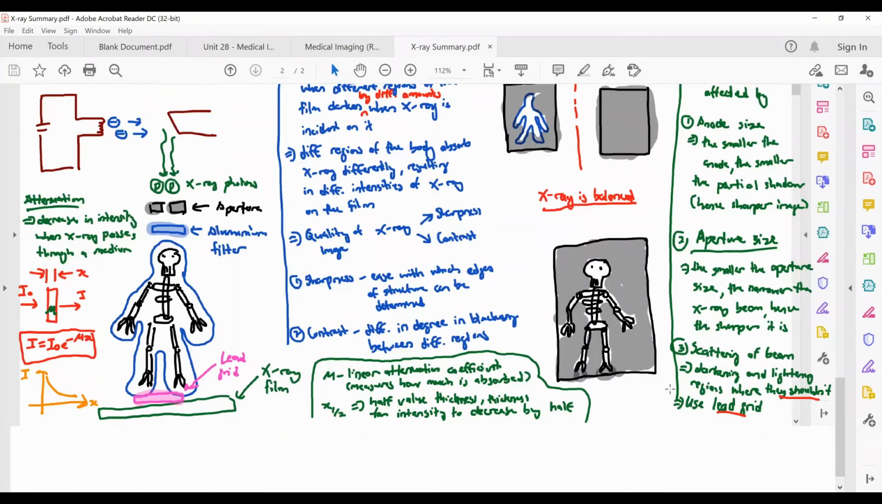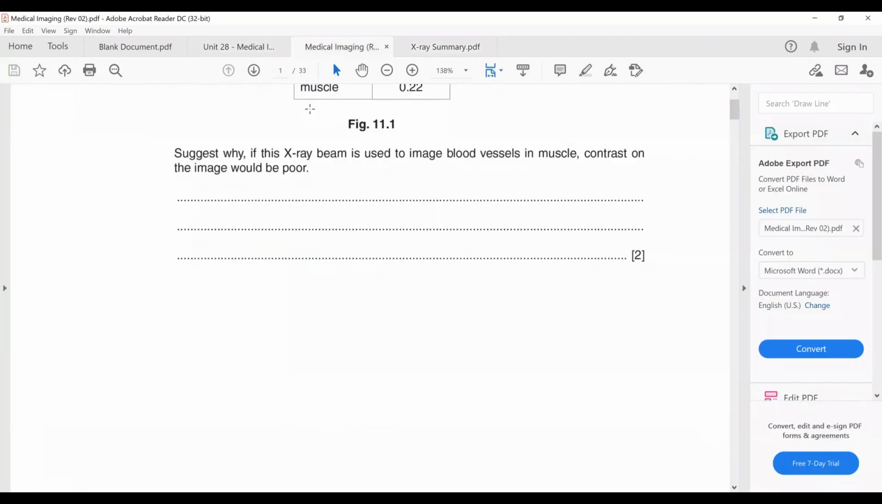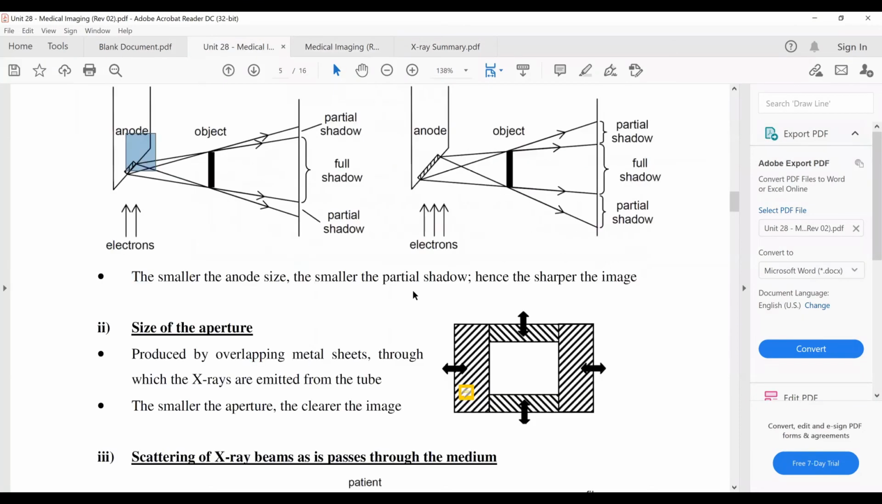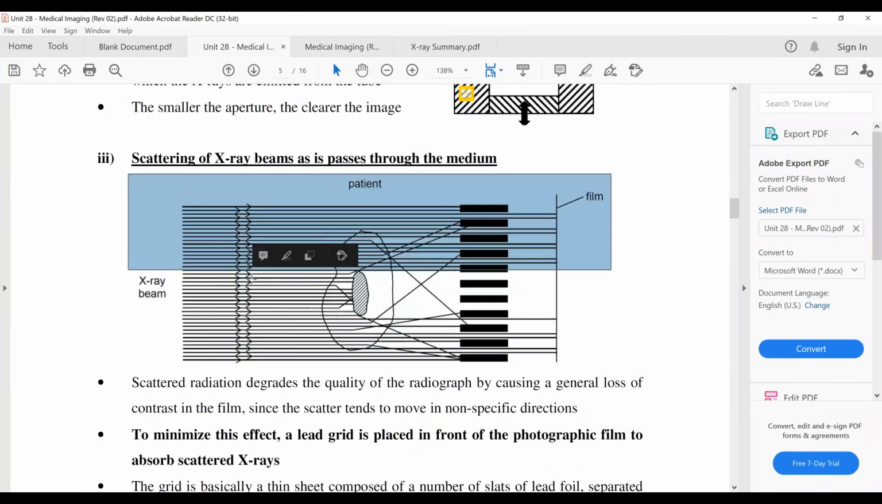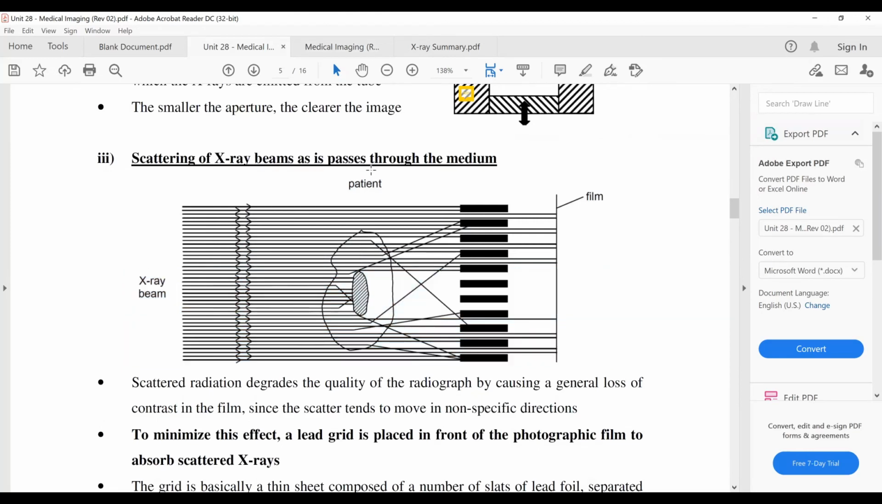Okay, then the last factor that will affect your sharpness is the scattering of your X-ray beam. Now, when we say scattering of your X-ray beam, it means this one. This is the last one of the last few examples. Now you look at this one here.